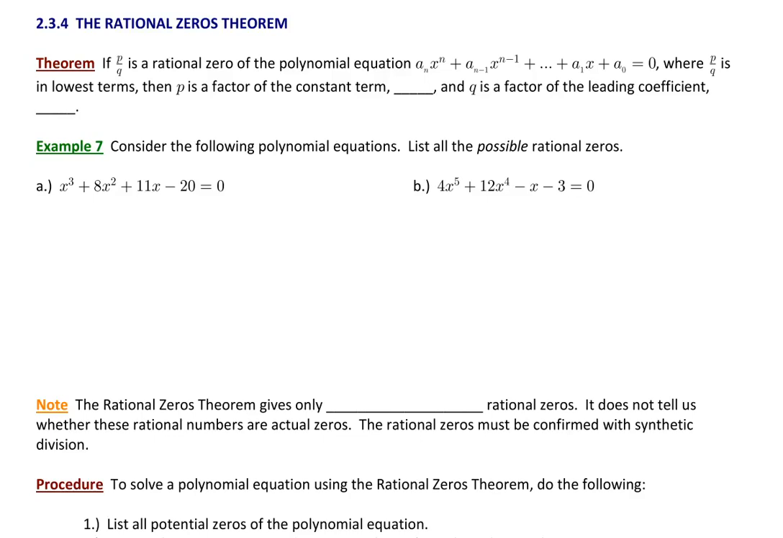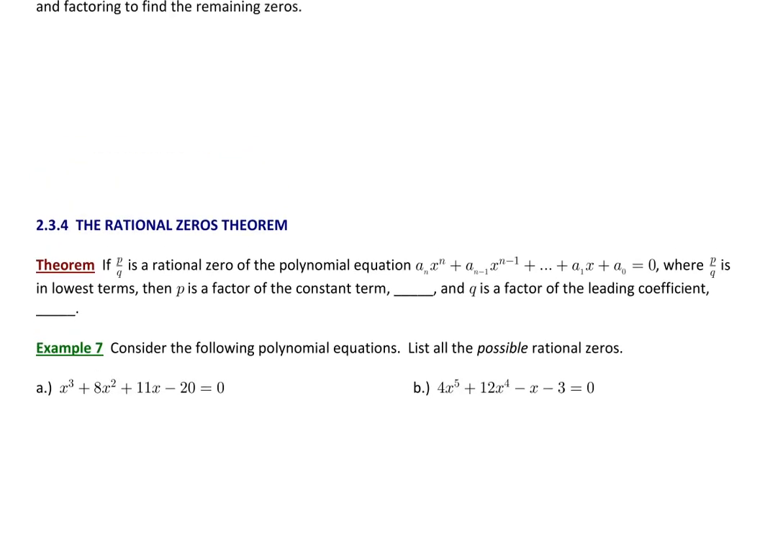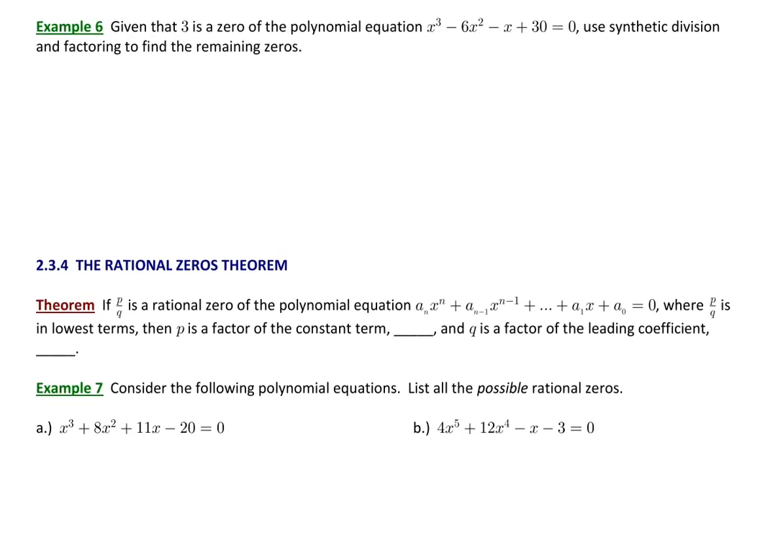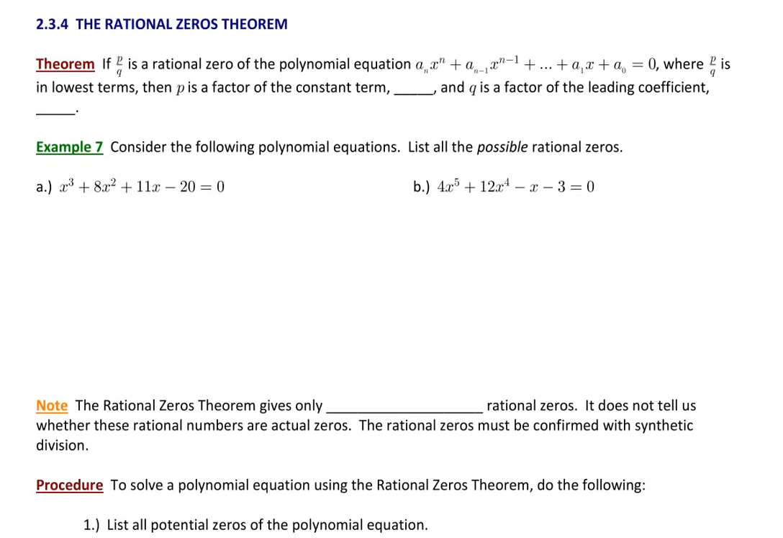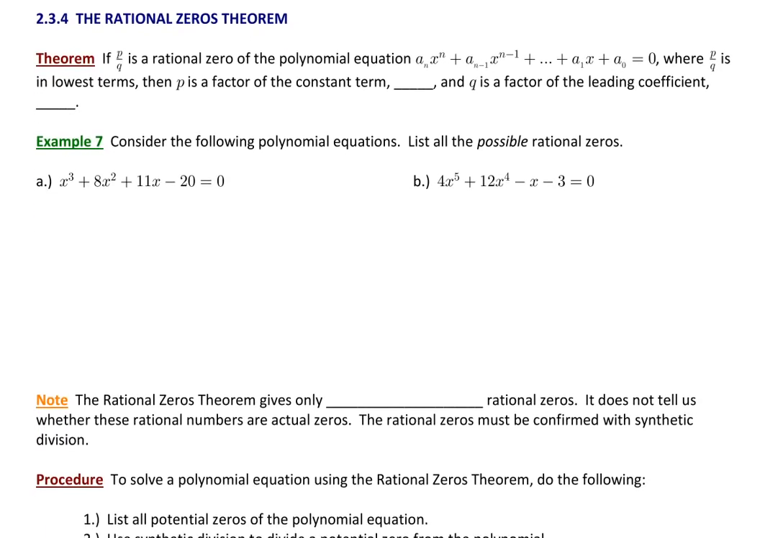In this video, we'll learn how to solve higher degree polynomial equations using synthetic division and the rational zeros theorem. Recall in the previous video that we were able to solve the polynomial equation in the last example because we had a clue about one of the zeros. In this video, we're going to remove that clue and learn how to start from scratch. This is where the rational zeros theorem comes in.